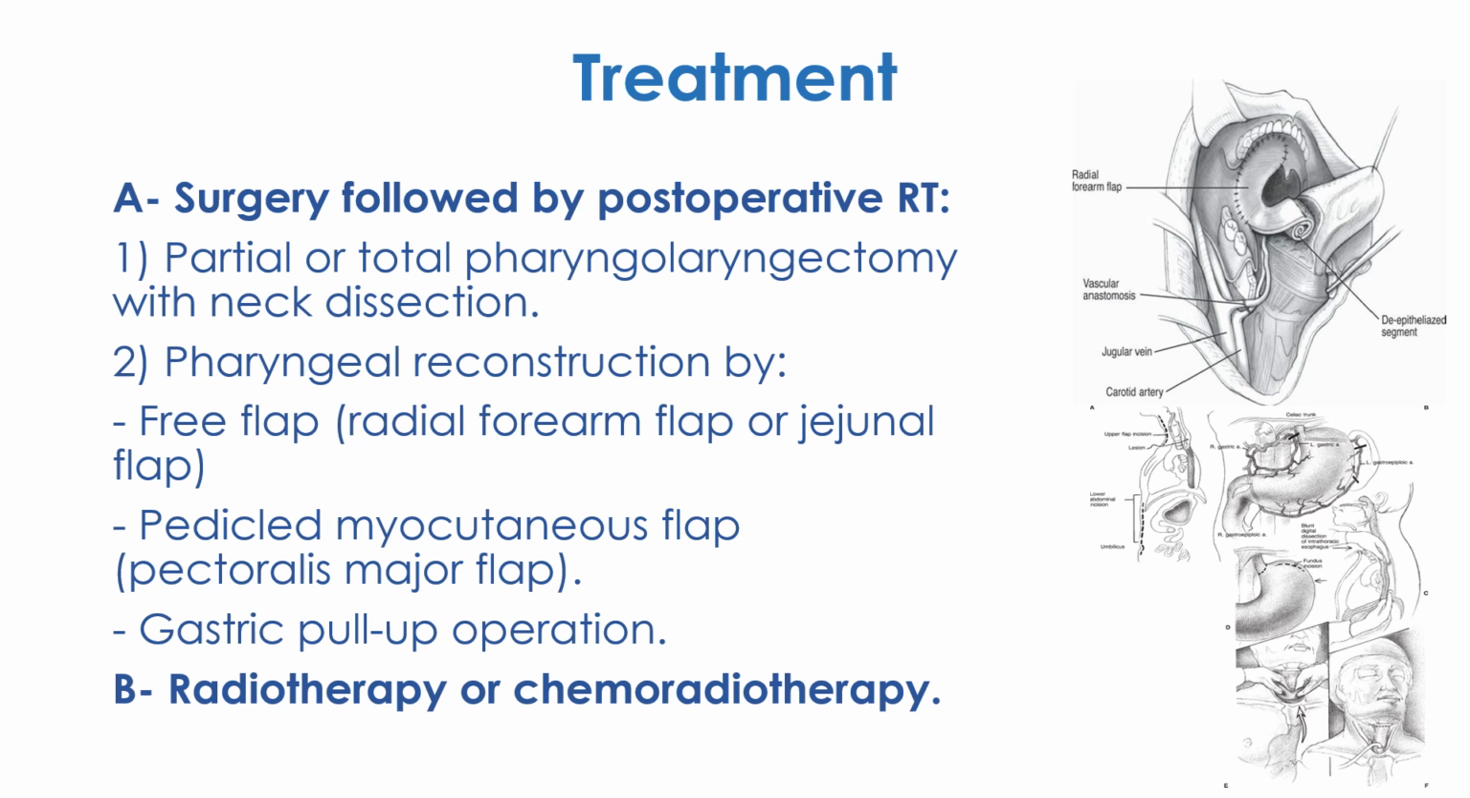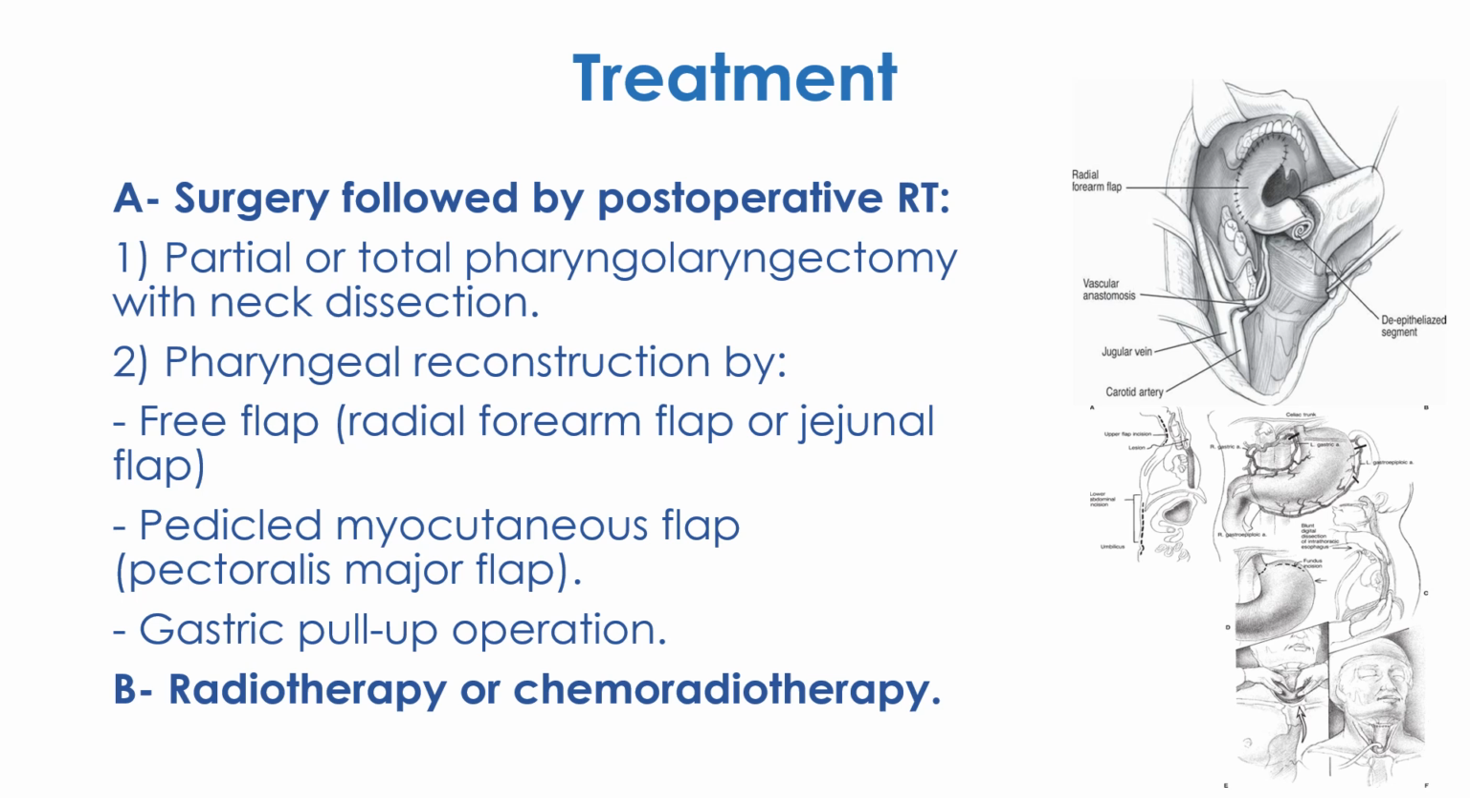Treatment: we normally treat hypopharyngeal cancer with surgery followed by postoperative radiotherapy. Surgery might be either partial or total laryngopharyngectomy with neck dissection according to the extent of the disease. Pharyngeal reconstruction after resection is required, usually with either a free flap, the most common one being the radial forearm free flap, or jejunal flap, or a pedicled myocutaneous flap such as pectoralis major flap, or gastric pull-up operation if the tumor is very extensive and extending downwards to the cervical esophagus.